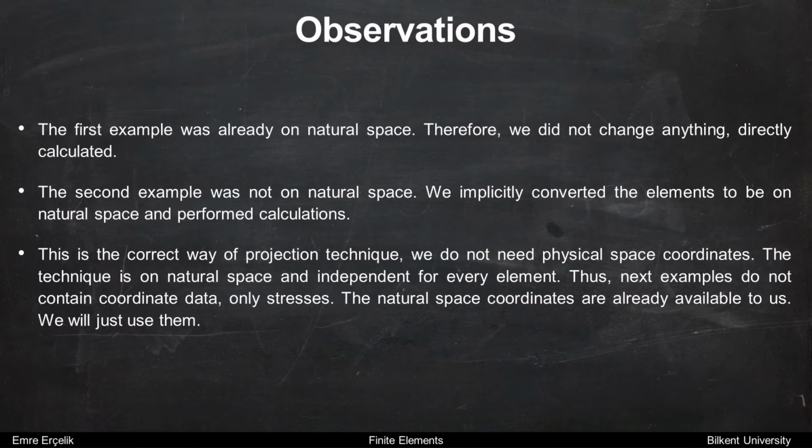We have some observations. The first example was already on natural space. Therefore, we did not change anything, directly calculated. The second example was not on natural space. However, we implicitly converted the elements to be on natural space and we performed calculations. This is the correct way of projection technique.